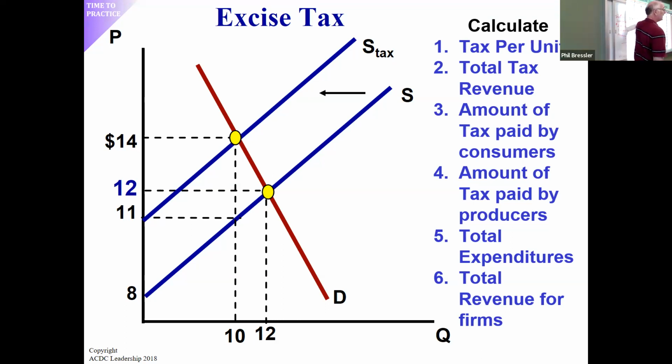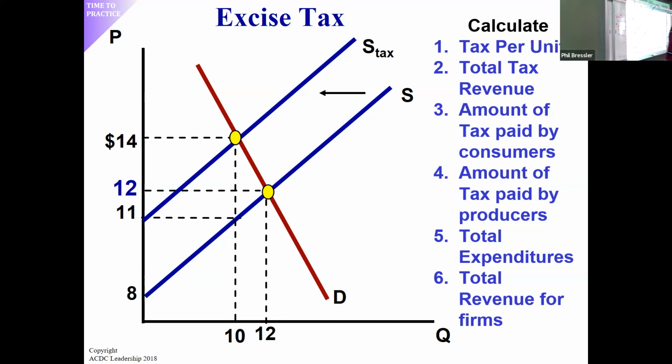New equilibrium, yeah. Now, if they ask you, Eddie, total expenditures before tax, 12 times 12. Before, but after, 14 times. On the total revenue per firm, you would subtract the total tax revenue? You would take price times quantity minus tax revenue. Or you could just take what the producer gets, 11 times 10. Right? It's going to give the same.